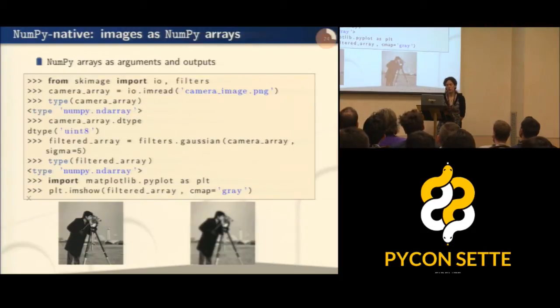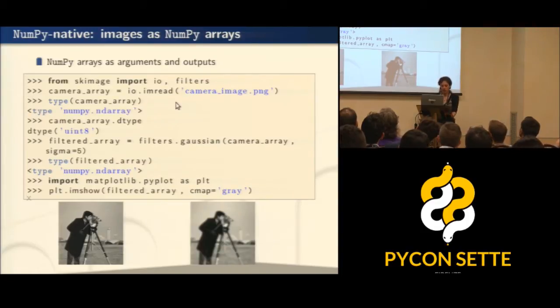And therefore, in scikit-image, functions use NumPy arrays both as arguments and as outputs, as you can see here from this example. So here is my first bit of code in the talk. We start with importing submodules from scikit-image, skimage. And we read an image from a file. So this camera array object, what is it? It's just a NumPy array with data type that is an unsigned integer on 8 bits. And when you have this array object, then you can apply functions of scikit-image on this object, like this Gaussian filter. And what you see is that the object it returns is also a NumPy array.